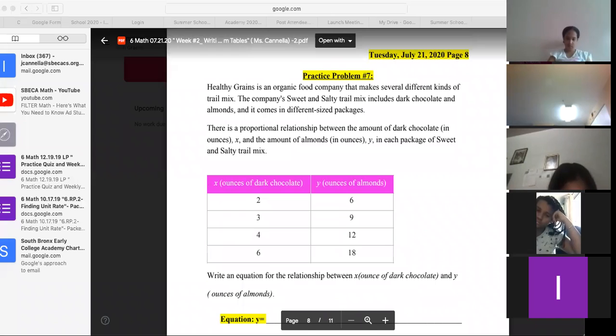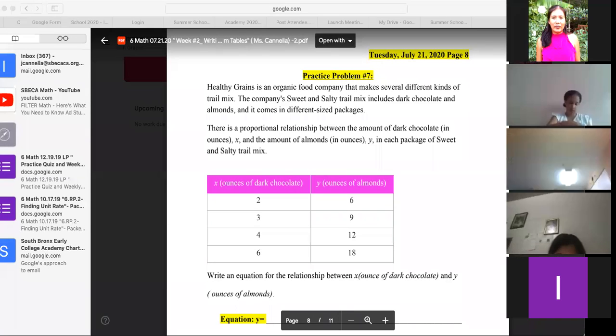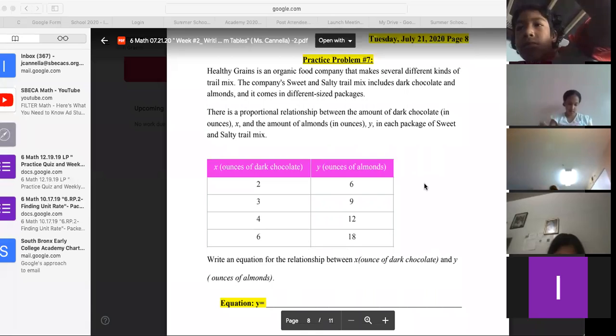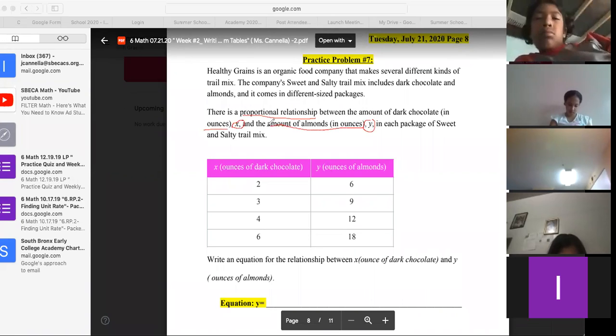All right, Taris, can you kindly read me problem 7, dear? Healthy Grains is an organic food company that makes several different kinds of trail mix. The company's sweet and salty trail mix includes dark chocolate and almonds, and it comes in different size packages. There is a proportional relationship between the amount of dark chocolate in ounces, X, and the amount of almonds in ounces, Y, in each packet of sweet and salty trail mix.